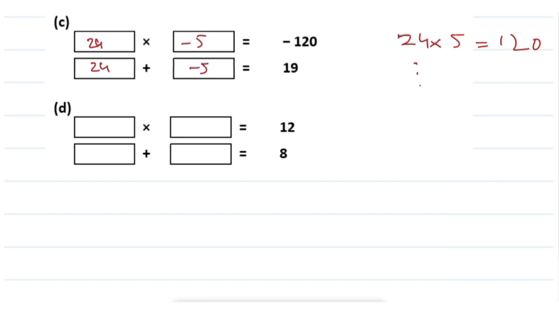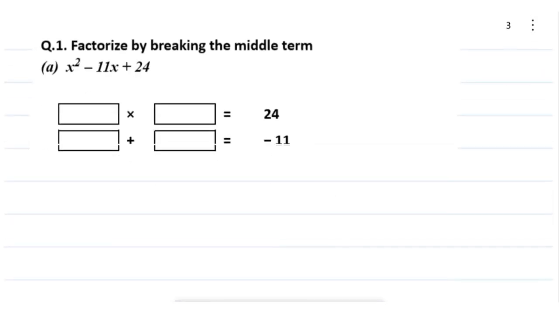Similarly, for the last one, there are two numbers whose product is 12 and sum is 8. So what are these two factors? Yes, you are right. 6 times 2 is 12, and 6 plus 2 is 8. So we'll be writing 6 times 2 is 12, and 6 plus 2 is 8. These numbers help us in making a midterm break. How? Let's see now in this example.